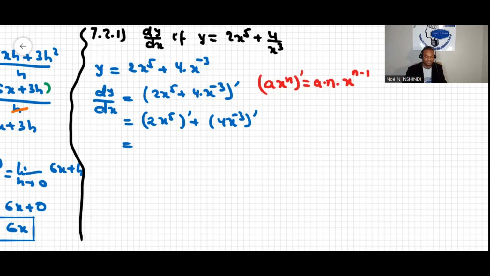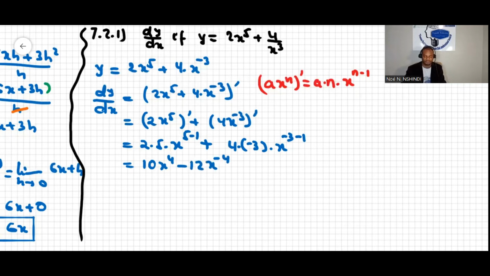So in this situation, it's going to be 2 times 5 times x to the power of 5 minus 1, plus over here also 4 times negative 3 times x to the power of negative 3 minus 1. This makes 10x to the power 4 minus 12x to the power of negative 4. And then we can transform this back. This is 10x to the power 4 minus 12 over x to the power 4. That's dy/dx.